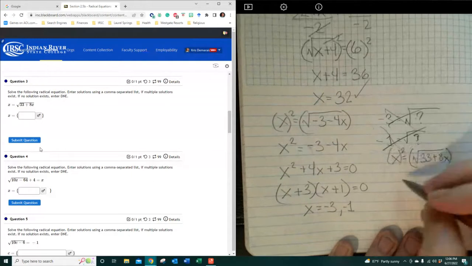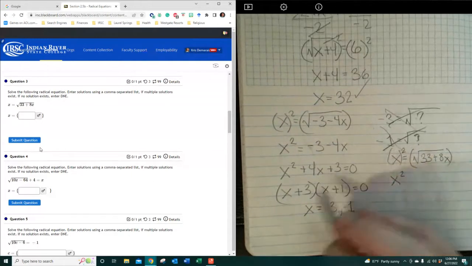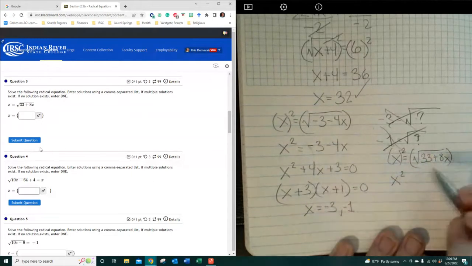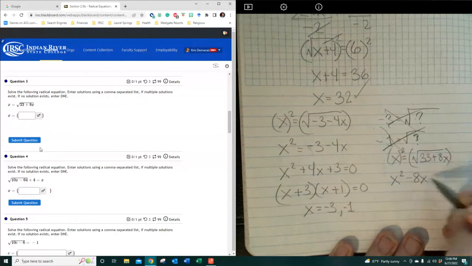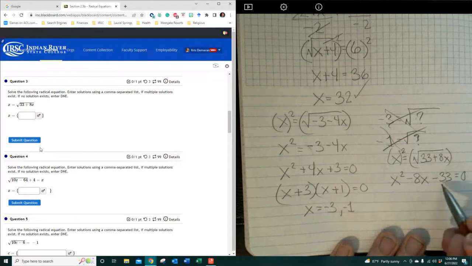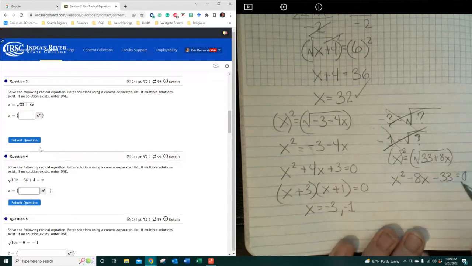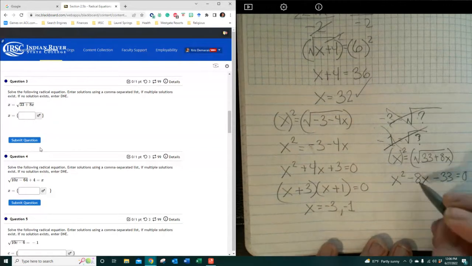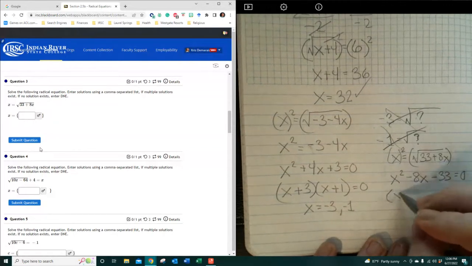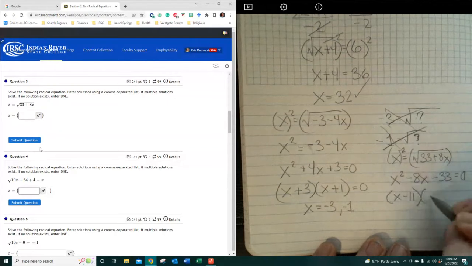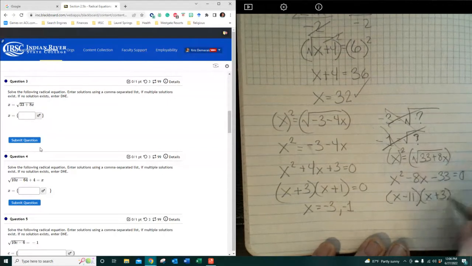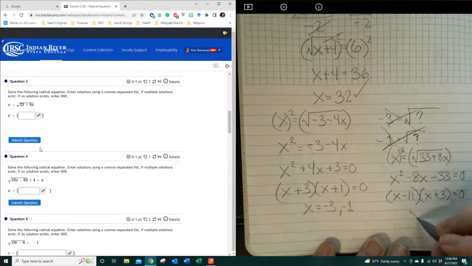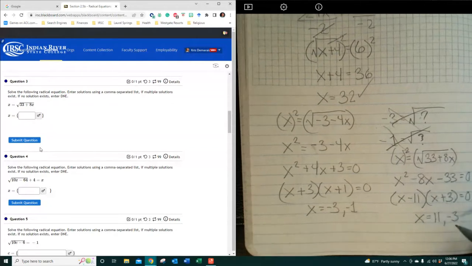We're squaring both sides. And it's kind of like this process over here. We're just going to bring over the 8x and the 33 and ask ourselves what two numbers multiply together to create negative 33 that add up to negative 8. We have negative 11 and 3. And we're going to get x equals positive 11 and x equals negative 3.